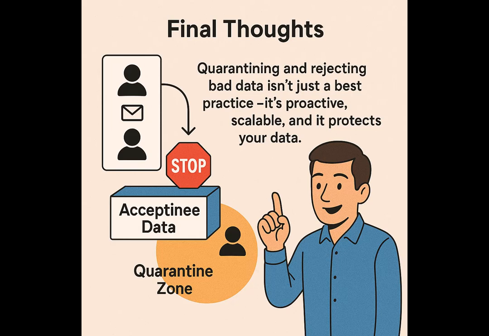What this means is this is an iterative process. Revisit your rules, evolve your system, make your processes smarter over time. So quarantining and rejecting data isn't just a best practice. It's one of the most effective, low-effort ways to improve data governance and the quality of your data. It's proactive, it's scalable, and it protects everything that runs on data. So if you're serious about data quality, make this one of your early priorities. Good luck.